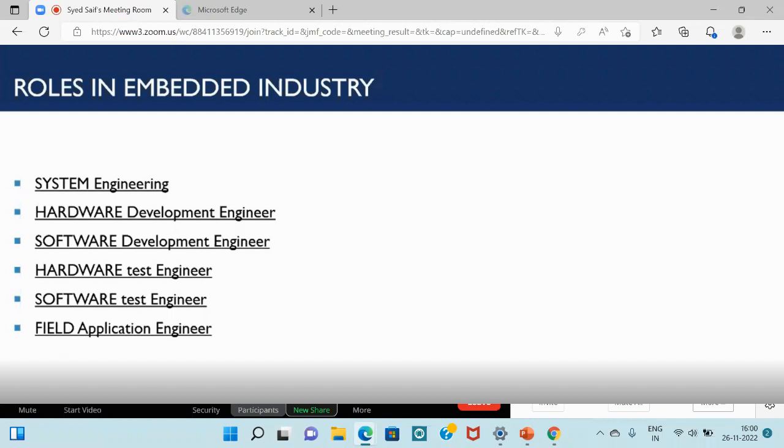Actually, I am searching for some jobs in embedded systems on LinkedIn, but the HR is ignoring and rejecting my CV. I don't know what happened. I applied to many jobs in embedded software engineering companies.